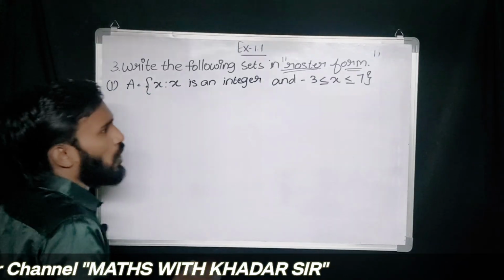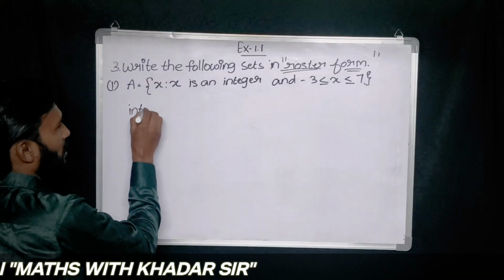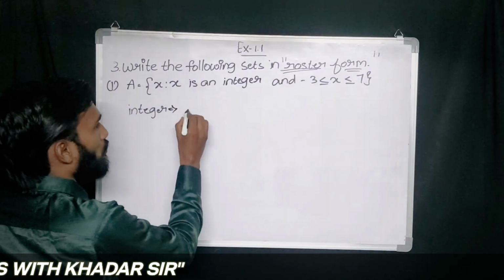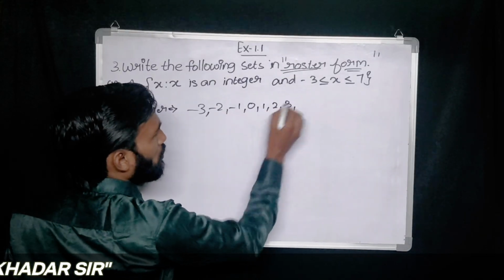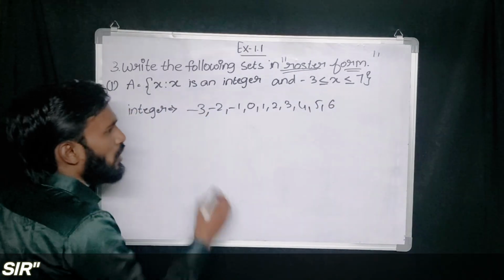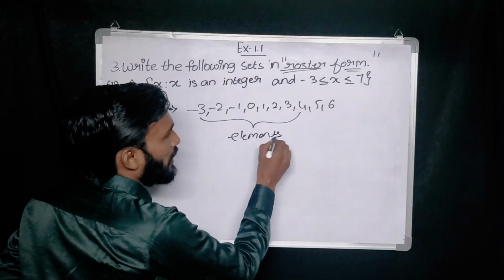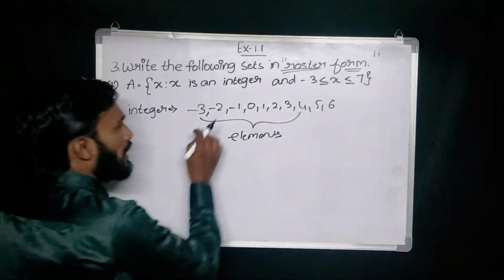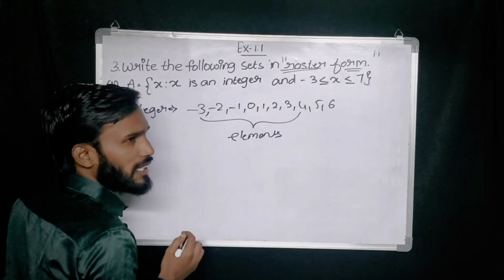So first of all, tell me what the elements of this set are. We know the set consists of integers. What are the integers, from where to where? From -3, -2, -1, 0, 1, 2, 3, 4, 5, 6. These are the elements of the required set. Now we know how to write the roster form: by separating the elements with commas and enclosing them in braces.